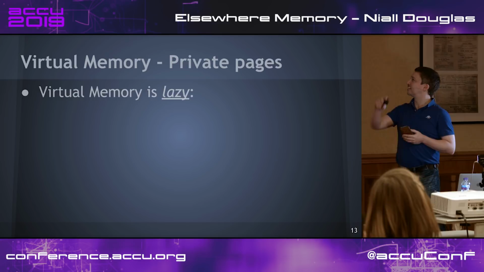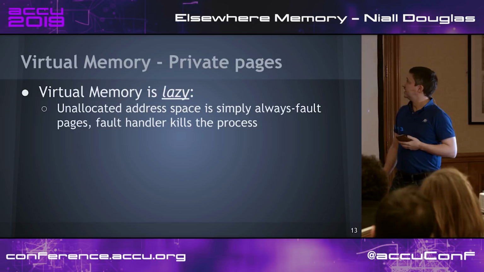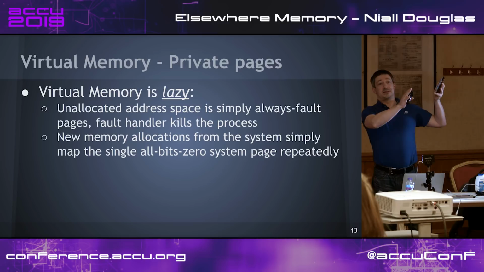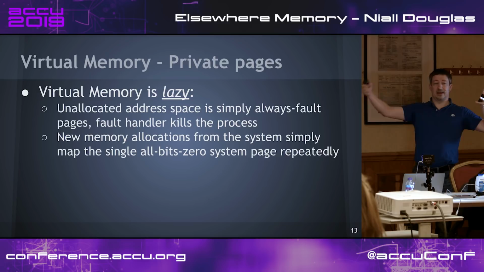Virtual memory is lazy. Unallocated address space is just always fault. So if you go off and talk to some random bit of memory that hasn't been allocated, then just kill the process, SIGSEGV is the classic thing, or SIGBUS as the case may be. For new memory allocations, there's actually a single 4K page kept by the system that's all bit zero. When you call mmap, it will simply take that one page and map it repeatedly throughout the entire address space that you just allocated. There's no real memory there. It's just the same page mapped in again and again.